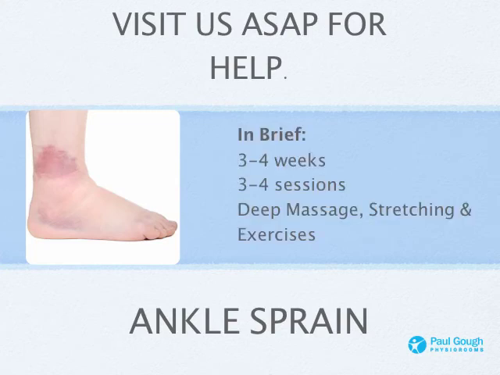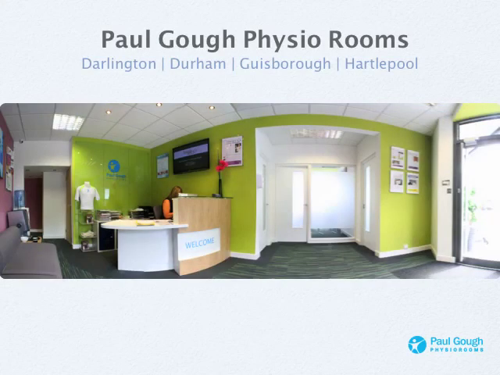Very briefly, what you'll get from physio, it's going to take about 3 to 4 weeks to heal. If your ankle looks like that, you can expect this to take 3 or 4 weeks from the start of your physio. 3 or 4 sessions. You need lots of deep massage, lots of stretching. Balance exercises are vital, as is strength exercises as well. So we can definitely help you if you've got this ankle sprain.